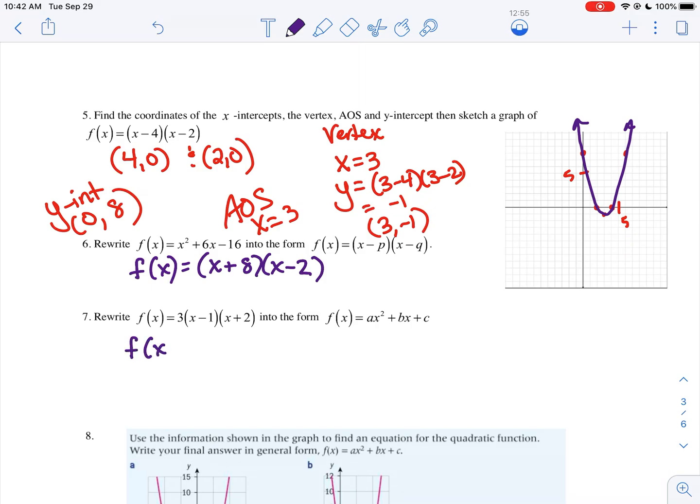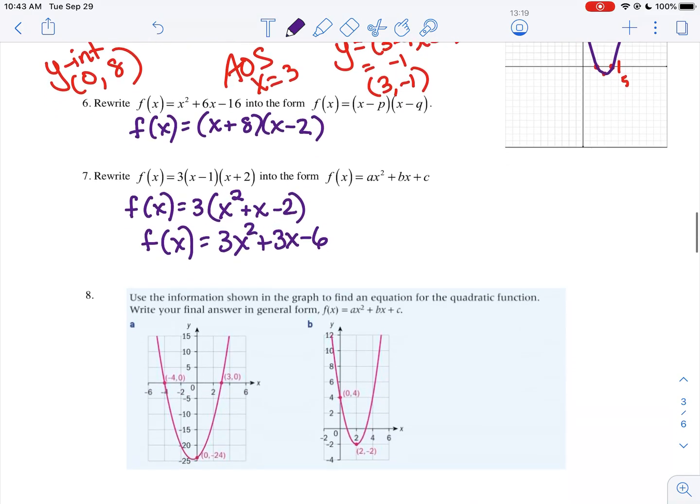Number 7, rewrite this in the general form or standard form. Well, that just means multiply it out. Well, you cannot multiply 3 things at once, but you can multiply 2 at a time. So I'm going to FOIL that, and I'm going to FOIL it mentally. So that's 2x minus 1x, so that's x minus the 2. And then just distribute the 3. Again, you cannot multiply 3 things at once, but you can do 2 at a time. So you could multiply the 3 times (x minus 1) and then take that times (x plus 2).